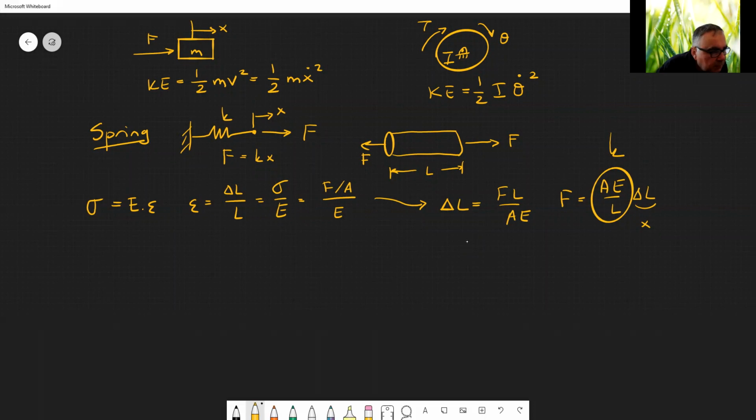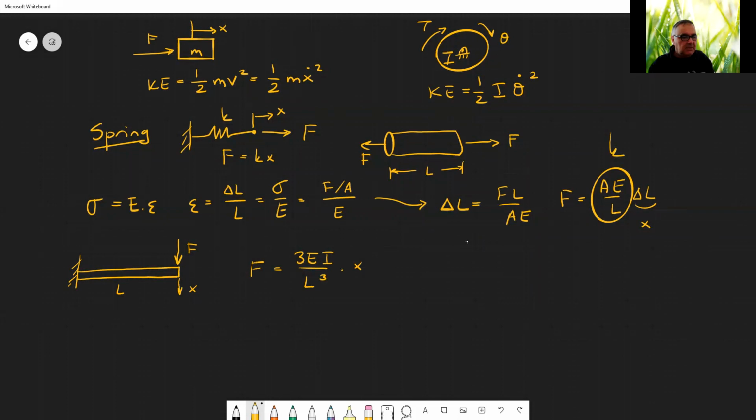Otherwise, for example, if you have a beam in bending like this, let's say this is F. Let's say that this displacement is X. Again, you have L, etc. Again, from strength of materials, we know that this is 3EI over L cubed times X. So our spring constant in this case will be this quantity. This will be our K.